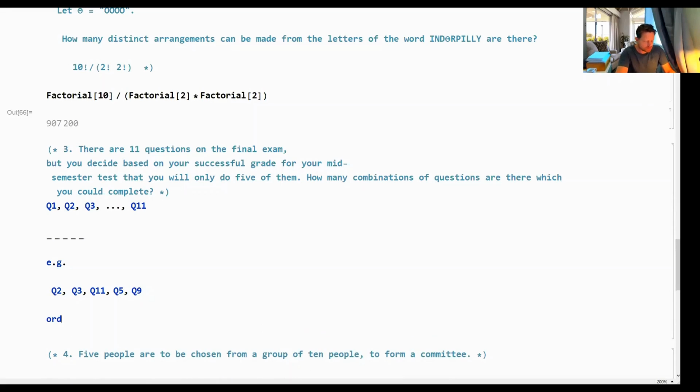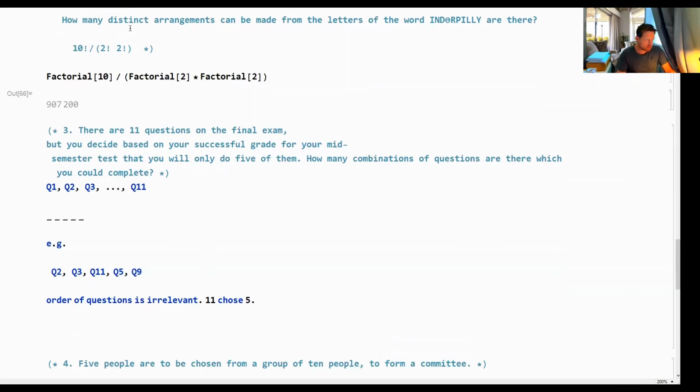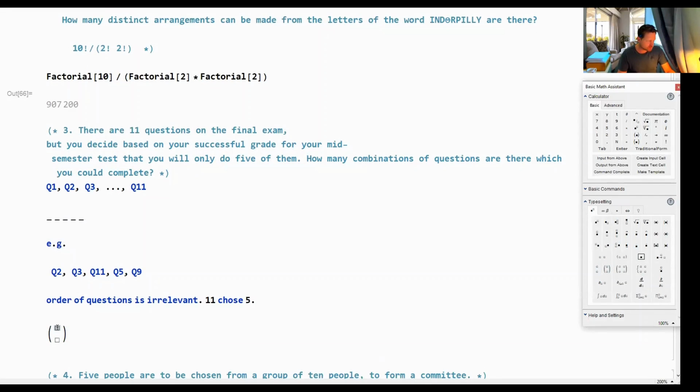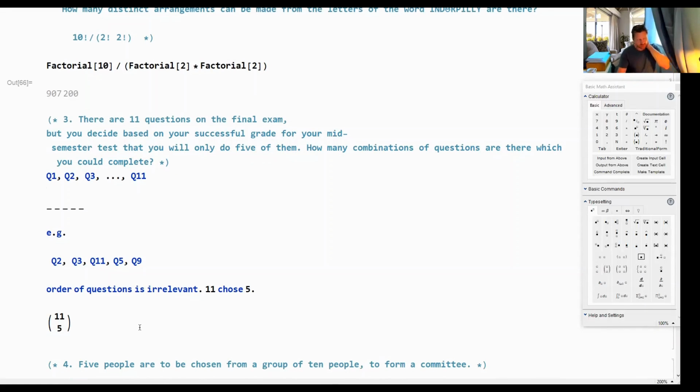So order of questions is irrelevant. Okay, so that should tell you what you're looking for is a combination. All right, so in other words, that's 11 choose 5. So 11 choose 5, and we use the binomial symbol for this. So I'll just use a vector notation for this. So in other words, 11 choose 5 is the mathematical symbol for this.